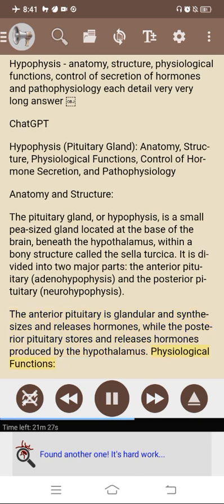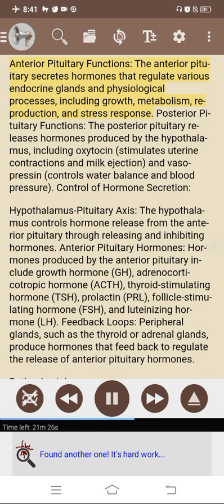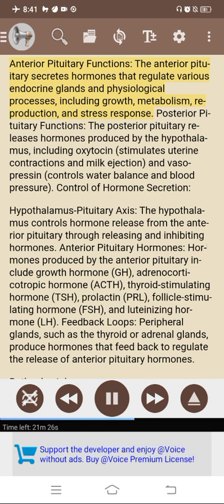Physiological functions. Anterior pituitary functions. The anterior pituitary secretes hormones that regulate various endocrine glands and physiological processes, including growth, metabolism, reproduction, and stress response. Posterior pituitary functions. The posterior pituitary releases hormones produced by the hypothalamus, including oxytocin, which stimulates uterine contractions and milk ejection, and vasopressin, which controls water balance and blood pressure.